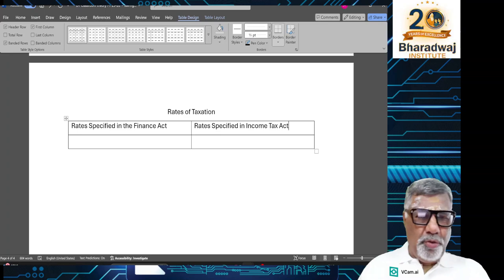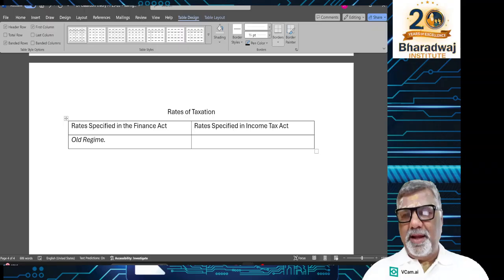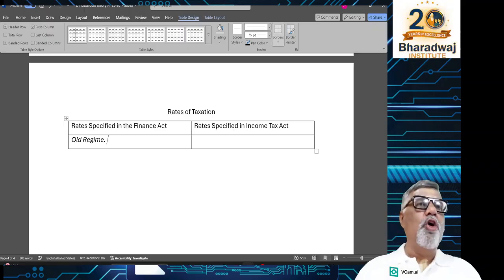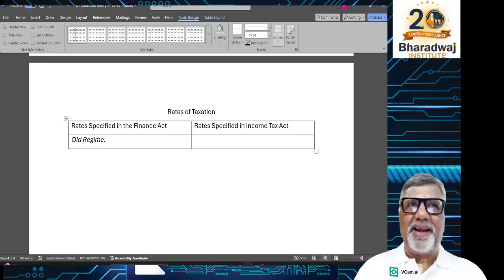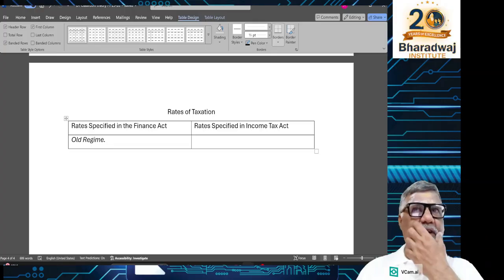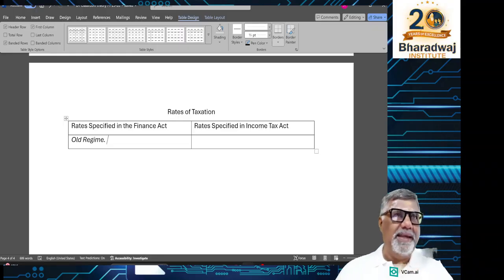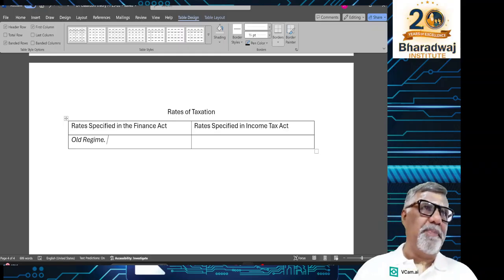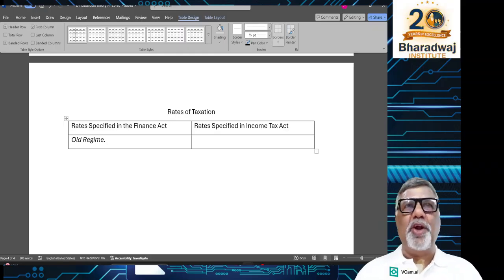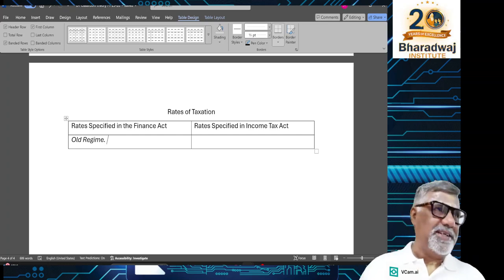Now, this is popularly known as the old regime, though I am not happy with that particular word. Old regime should not be the right word to be used, because the finance minister in the last budget itself said 35 to 40% are yet to migrate. She said that 60% have migrated, which means somewhere around 35 to 40% are yet to migrate. So you cannot call it the old regime. For classroom purposes, I will call it the normal tax regime.